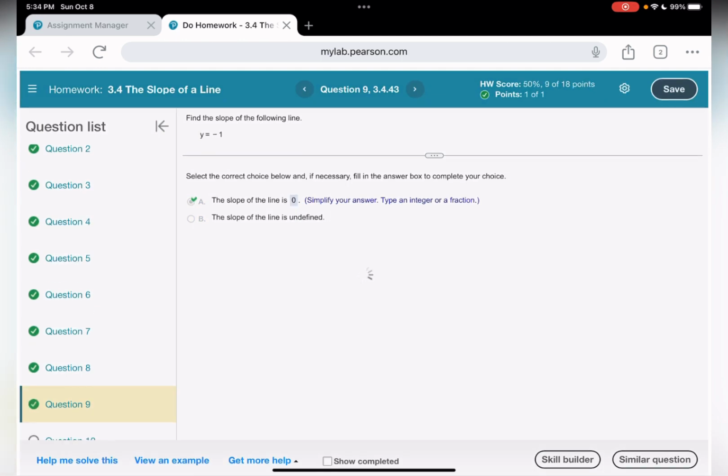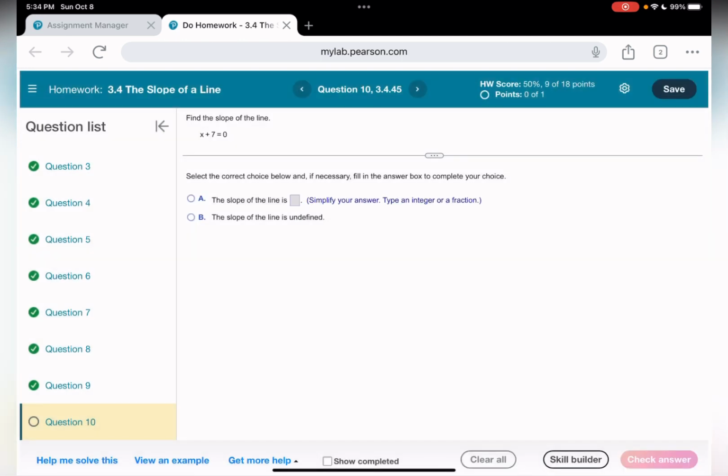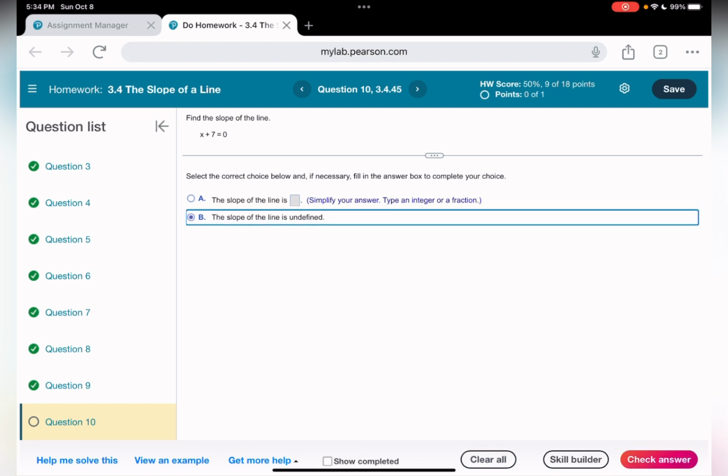Question number 10. Find the slope of the line. So if I solve this, it's going to be x is equal -7, right? When we are graphing x equals -7, it's going to be a vertical line that goes through -7, which means the slope is undefined.